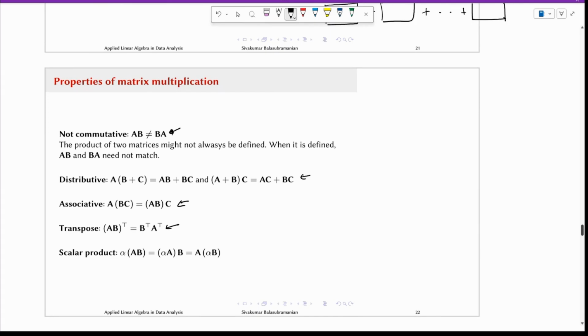These are all again things that you can verify from the basic definition of matrix multiplication. And if you scalar multiply a product, it's equivalent to scalar multiplying one of the matrices before you do the product. Again, these are relatively trivial properties, but the most important one is this, and this is also useful to remember.